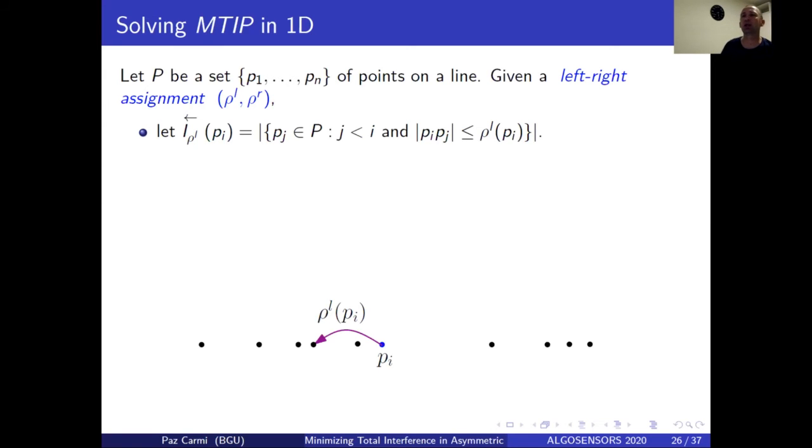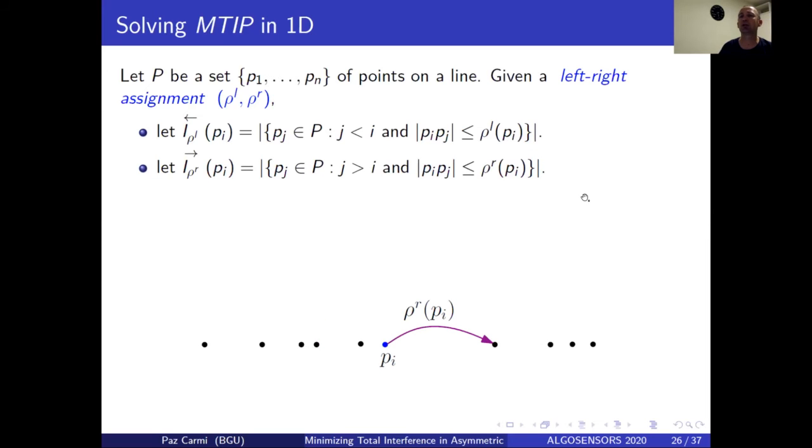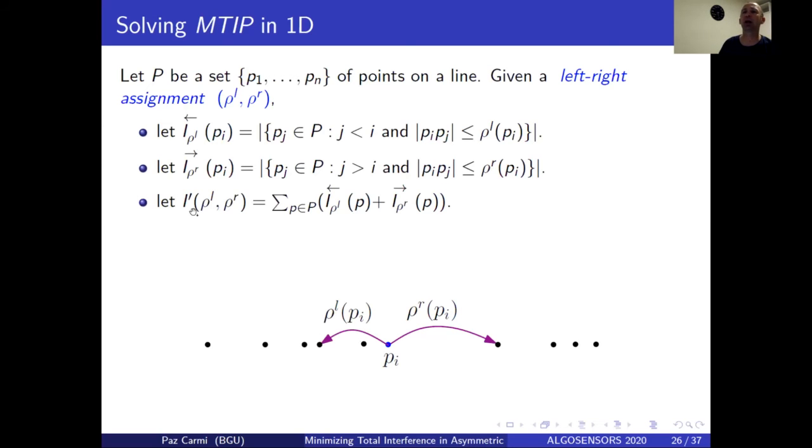We can define the left range interference of rho L for point pi to be all the points to the left of pi inside the left range. And similarly, we can define the right range interference of rho R of point pi. It's all the points that lie inside the right range of pi. So now we split the interference to include only the points on the left and only the points on the right. And now symmetrically we can define I prime, which is the interference of this pair, to be the sum of the left interference for P and the right interference for P, and we sum it up over all P.